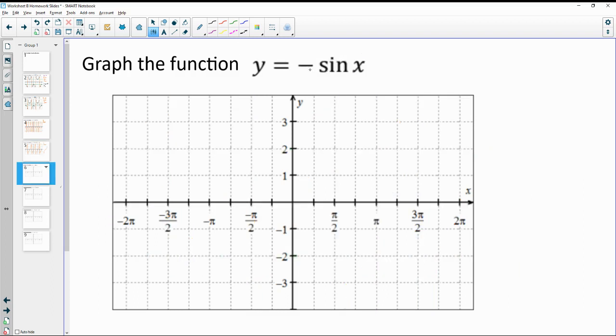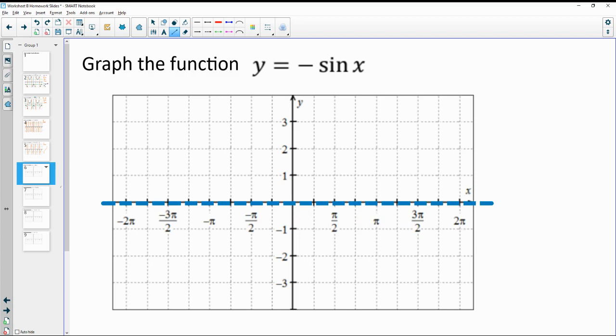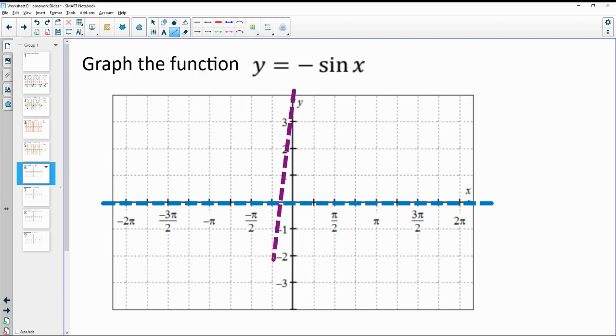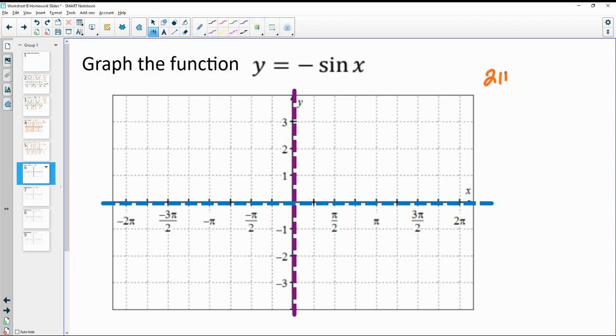Next one, y equals negative sine of x. So our midline here is 0 because we're not adding or subtracting anything outside. We're not adding or subtracting anything inside. So our starting axis still is the y-axis. Period is 2 pi divided by b, so just 2 pi, which is 8 boxes on this graph. Divided by 4 gives us 2 boxes.